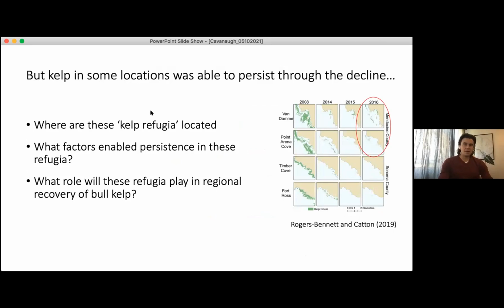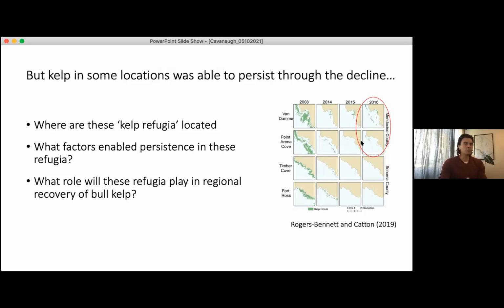Now, although kelp was decimated, there was this dramatic loss, there were some areas of resilience. So areas where small beds were actually able to persist throughout the decline. And you can see that in this figure here.